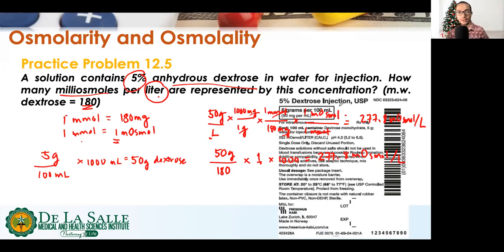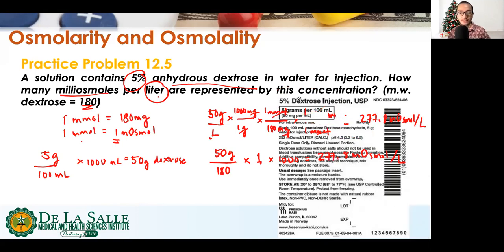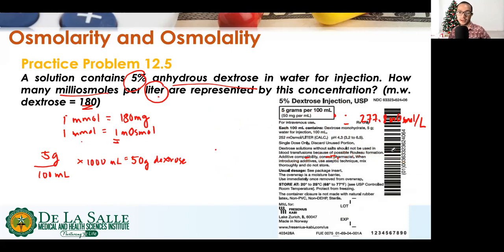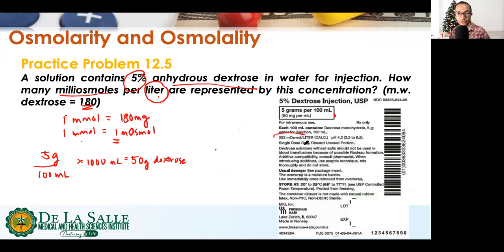Now, you may wonder, the one that is present in your dextrose, the one that is infused for replenishment and for nutrition, is this. So we have 5% dextrose in water. You can actually see the milliosmoles per liter in the label of your solution. Here you will find its milliosmoles per liter is actually equal to 252 milliosmoles per liter. Why is there a difference?